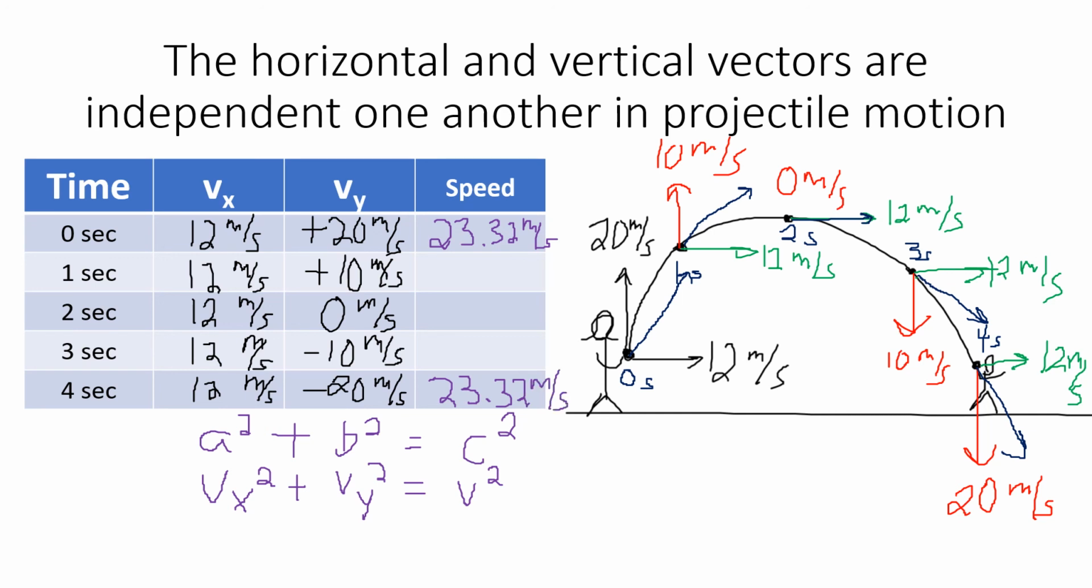Go ahead, try it out. See if you can get these numbers. At 1 and 3 seconds, you both have the numbers 12 and 10. So when you do a squared, b squared, c squared with that, you're going to get 15.62 meters per second.